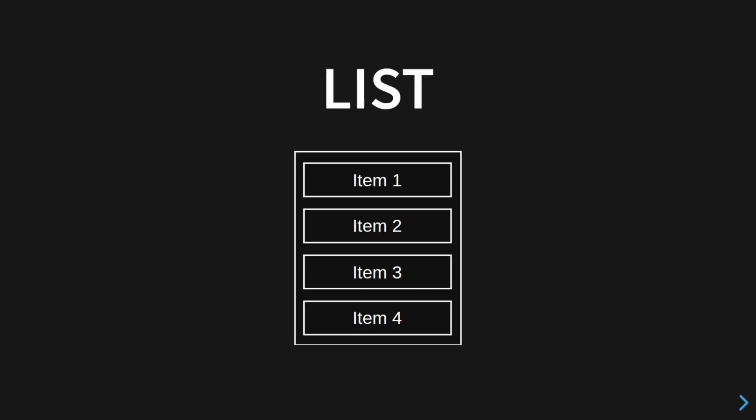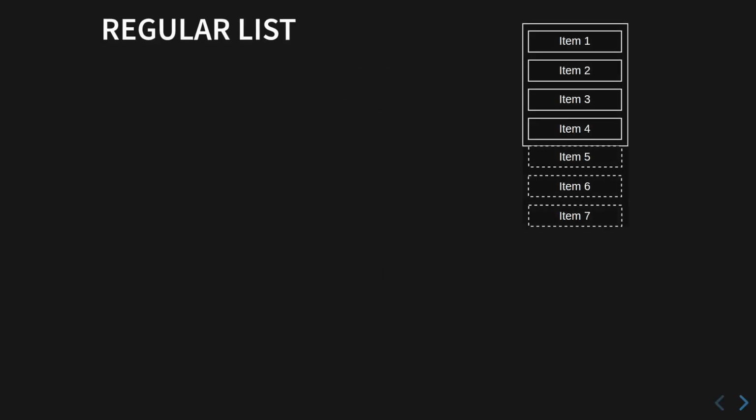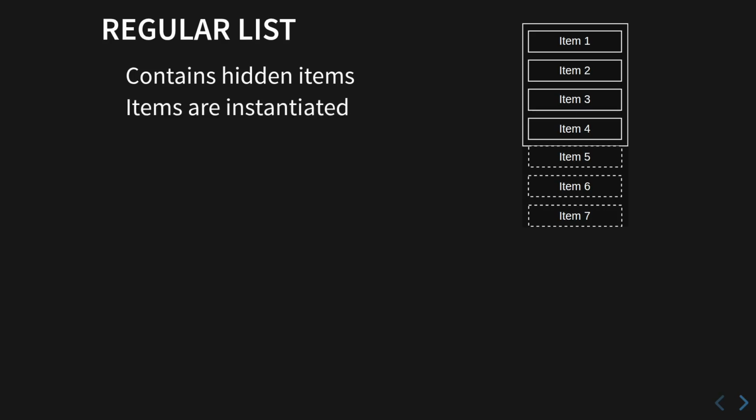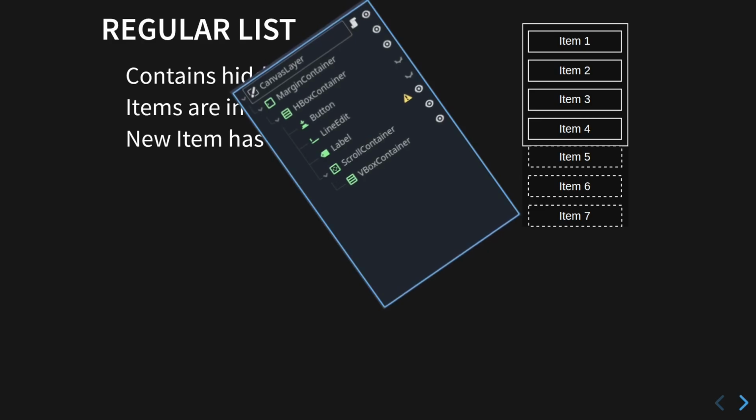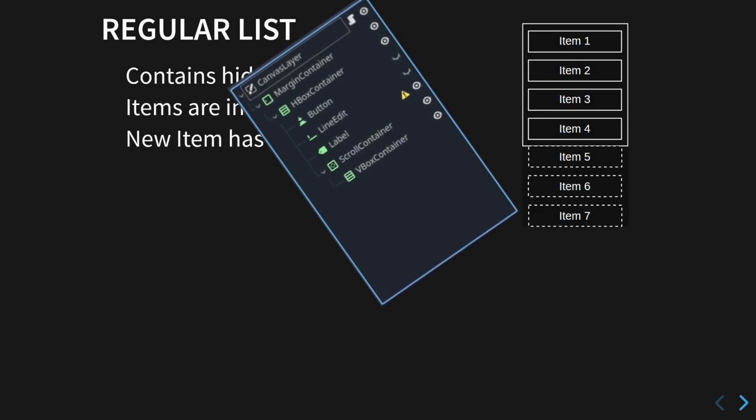Well, this is how you see a list box in game. A regular list box contains hidden items that are not rendered below, but they're still instantiated. If we want to add a new item, then we have to instantiate it. And to instantiate something to the scene tree can be expensive. And here's one solution of many how to solve it.